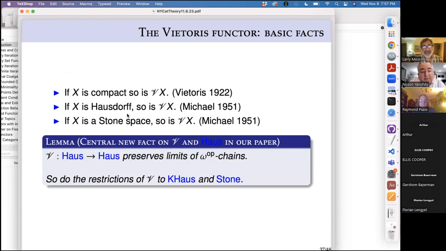Now, something that is a new fact that we proved was that if you look at the subcategory of Hausdorff spaces, so it has to be not just topological spaces, you check that V of a Hausdorff space is a Hausdorff space. And so if you think about the category of Hausdorff spaces, this functor preserves limits of chains. So it's better than the finite power set, which didn't preserve limits of chains. So this thing has better properties. And the same thing would happen if we looked at compact Hausdorff spaces or Stone spaces.